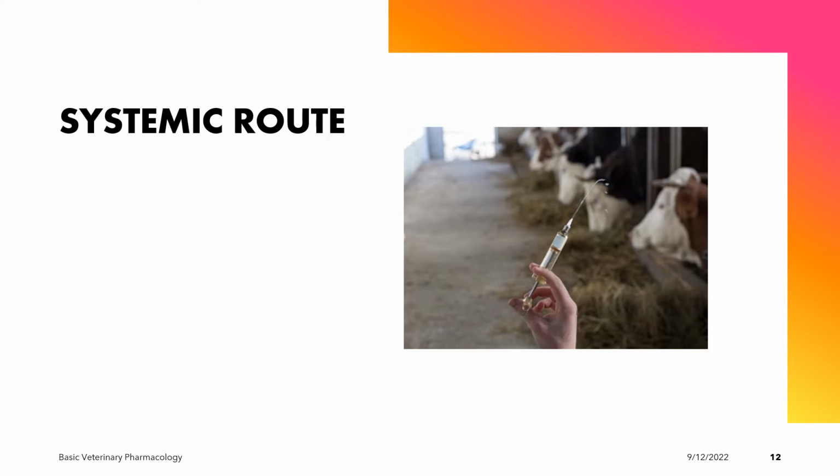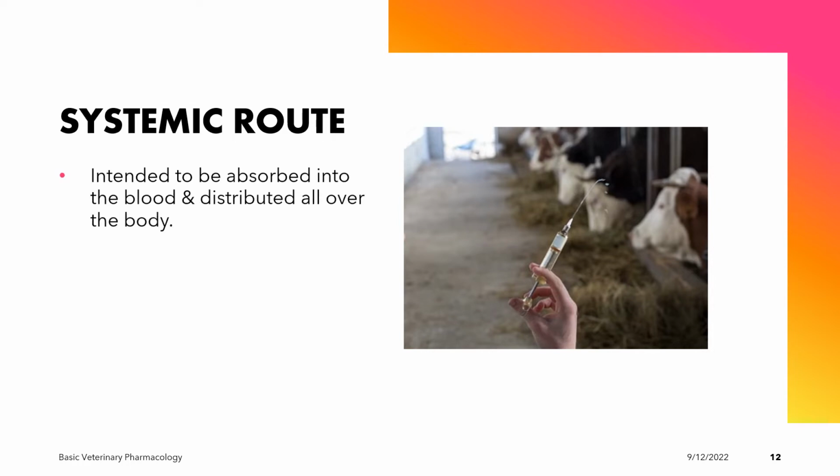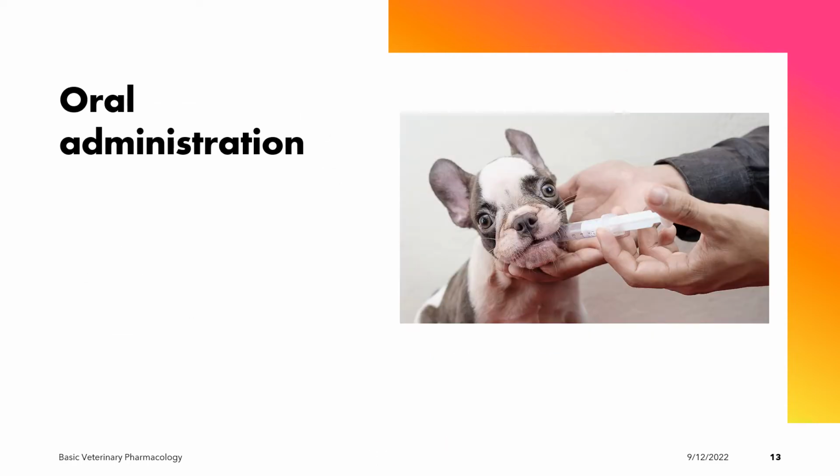The next classification is the systemic route of drug administration. The systemic route of drug administration is intended to be absorbed into the blood and distributed all over the body. The different systemic routes of drug administration may be of two broad categories. We have the oral and the parenteral routes.